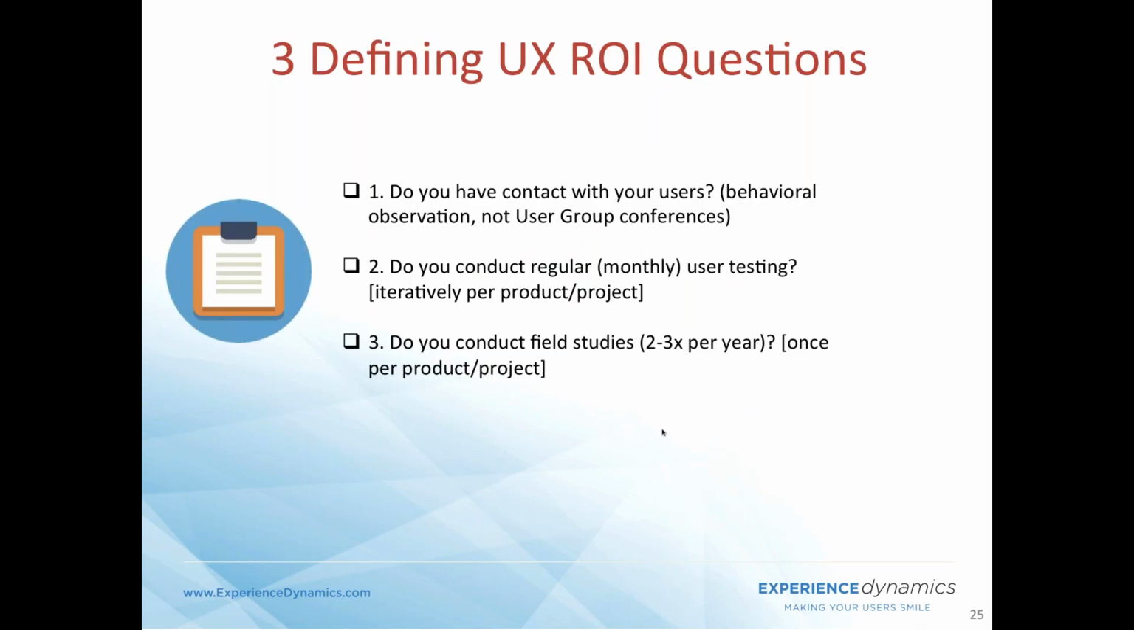So defining ROI and quality by how much UX you're actually doing, right? That's critical from a management perspective. And there are 3 ROI defining questions that you can ask. It's how much contact you're having with your users. Are you doing regular usability testing? And do you conduct field studies at least once per product, per project?